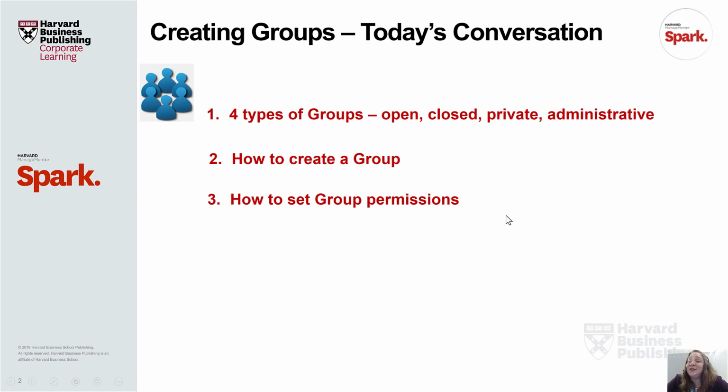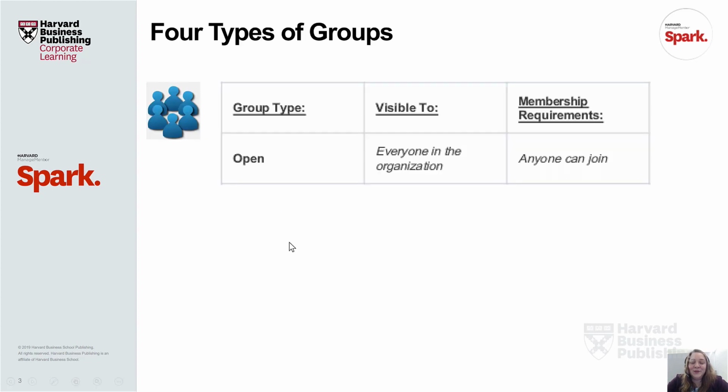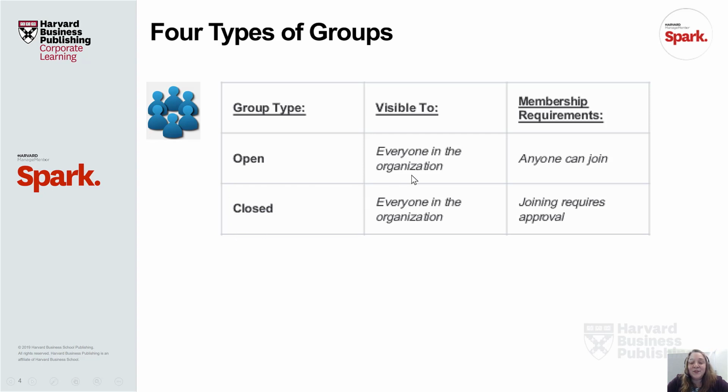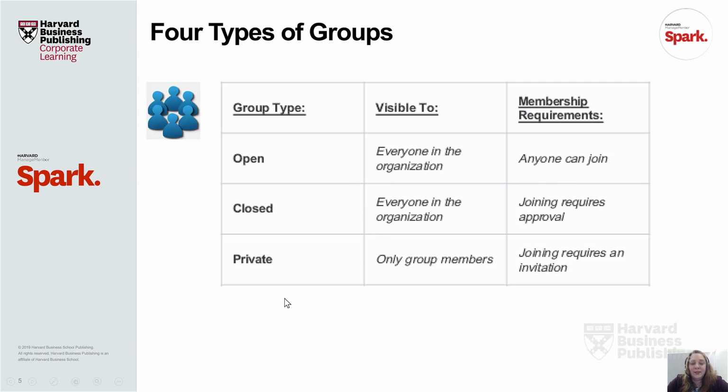So let's now roll up our sleeves and take a quick look at the four types of groups. The first group that we see here is called an open group. It's visible to everyone in the organization and anyone can join. So it is a very public group. A closed group is also visible to everyone in the organization. However, joining requires an approval. A private group is visible only to the group members themselves, and joining requires an invitation.